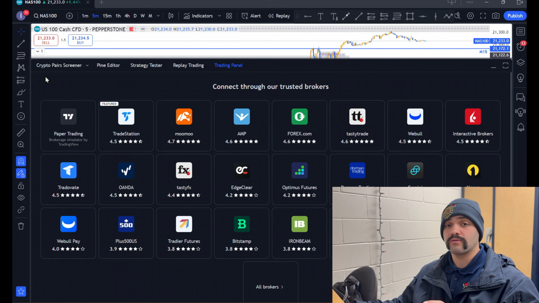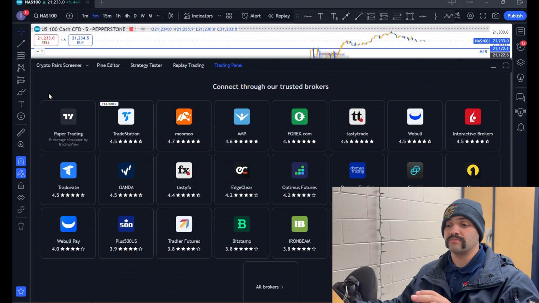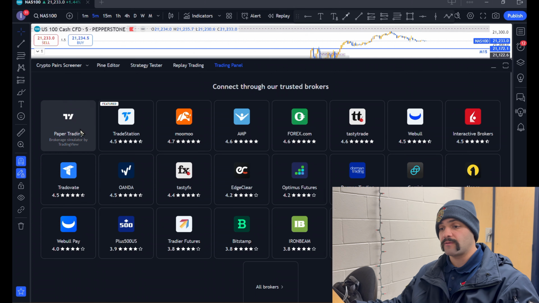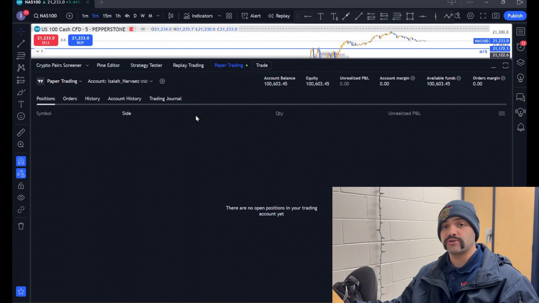But for now, when we're trying to learn, because we don't want to lose money, especially coming into it as a beginner, we're going to lose money, right? So our job is to make sure we don't lose too much money. So what we're going to do is go to paper trading right here. We're going to connect. I already have a paper trading account of $100,000 and it's $600, right?